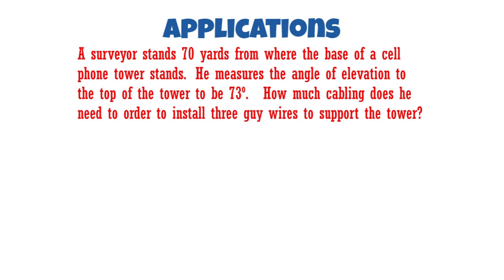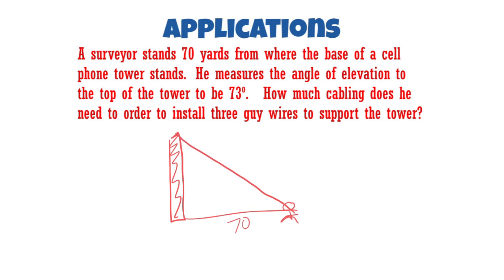Okay. Let's draw this picture. You have some sort of cell tower here. And then I have a guy that's going to be standing over here on the side that is 70 yards away. Now he is measuring up to the top of this cell tower right here, and he is looking upward. So from his line of sight up is 73 degrees.